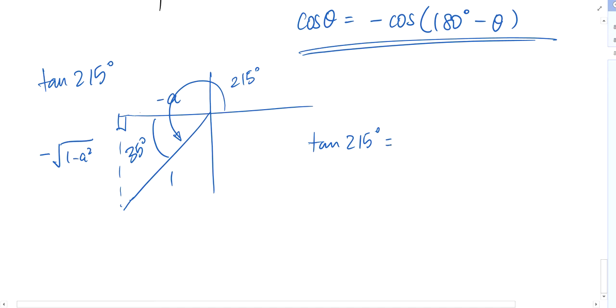So therefore, when I want tangent 215 degrees, I require my y over x value. So what's the y value? Okay, divided by x value. So simplify to become square root 1 minus a squared over a. Done.